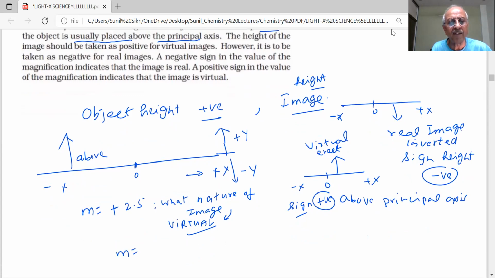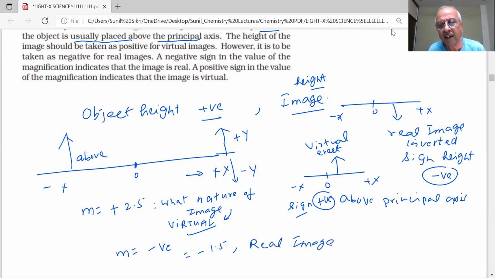If M is negative for the spherical mirrors, M is negative sign. Magnification, I am saying, is minus something, supposing minus 1.5. This sign is negative. What does it mean? Where is the image? Above the axis or below the axis? Height is negative. Height is negative means what? What type of image will this be? This will be a real image.